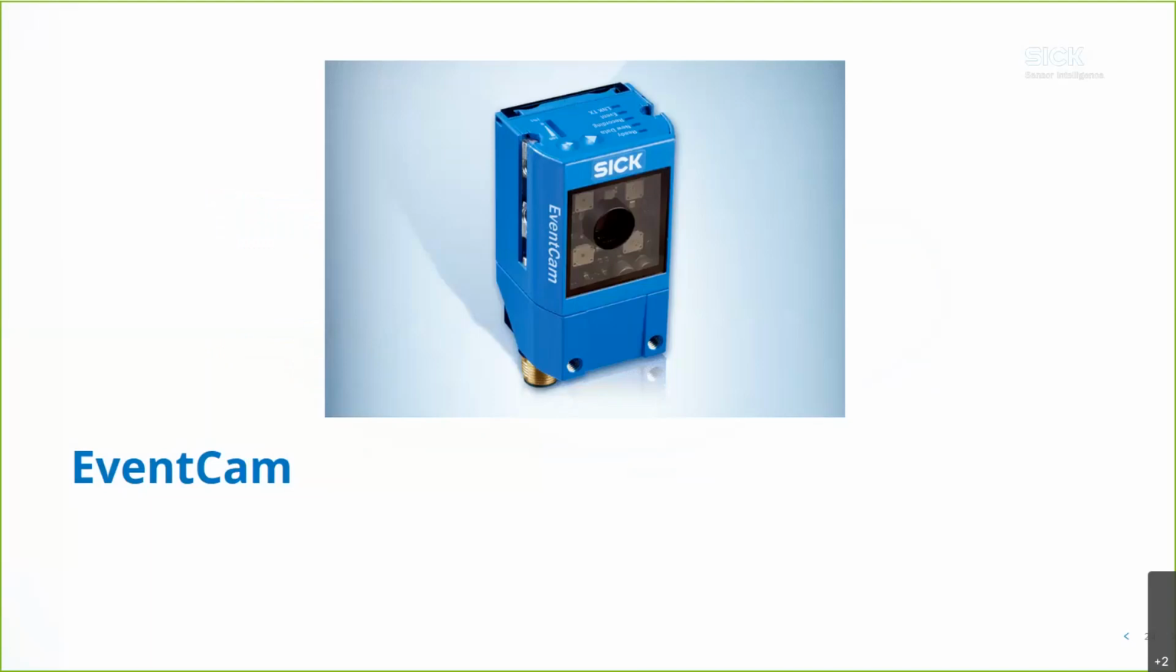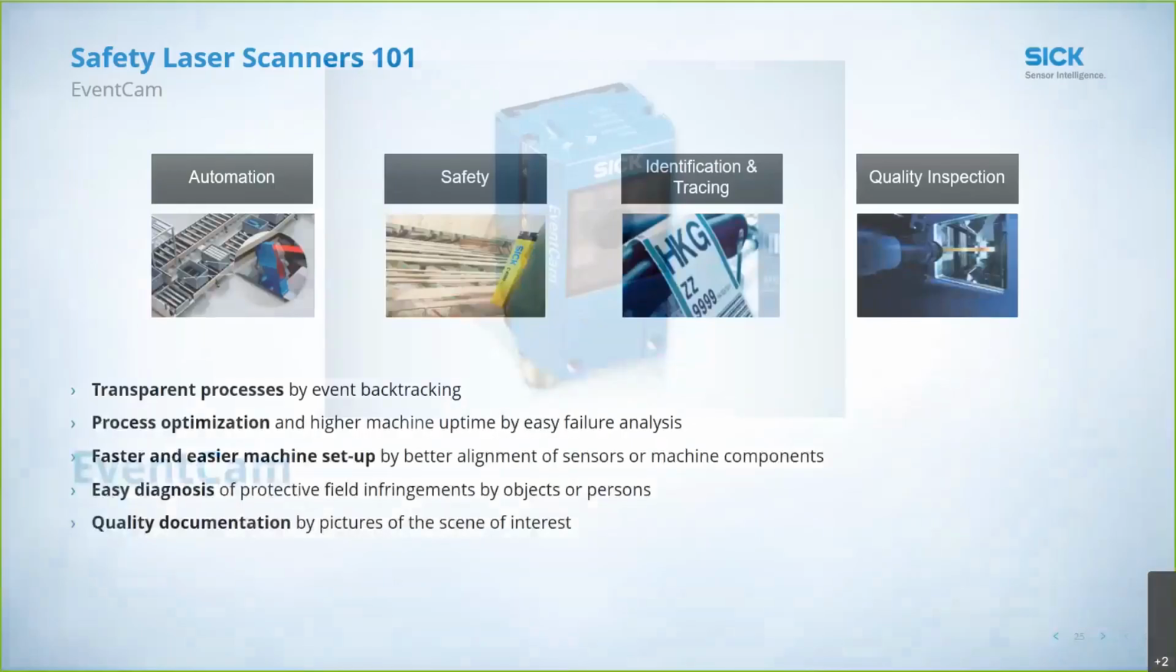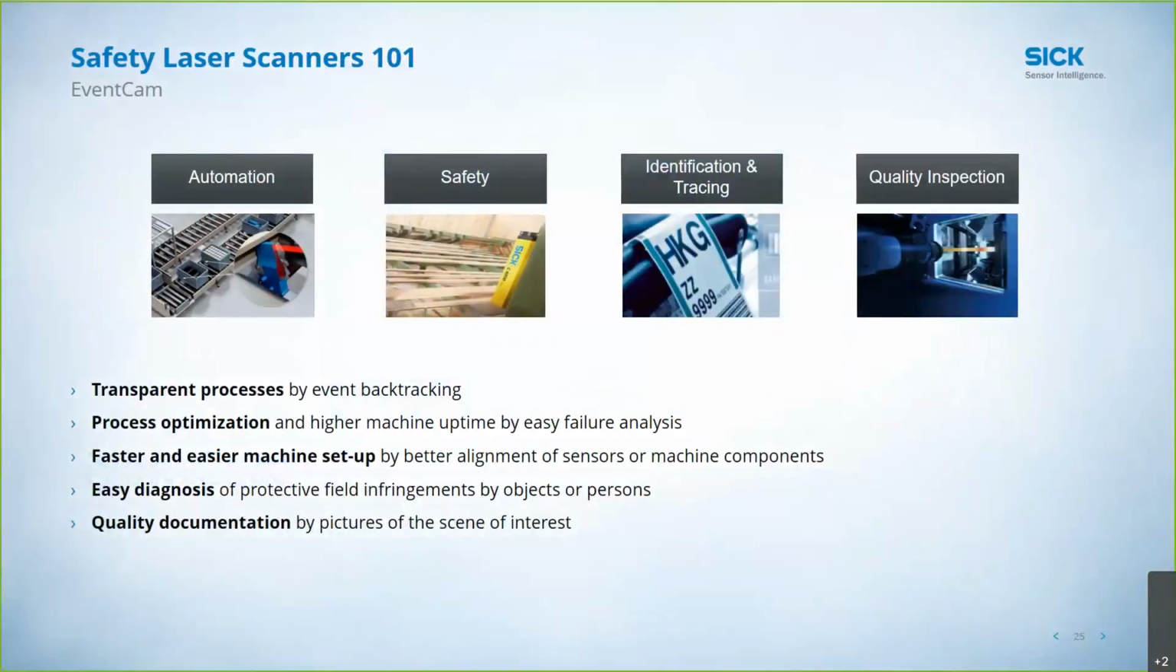And then the last thing I want to talk to you about is the event cam. This is an industrial camera that SICK sells that we came out with either last year or the year before. It can be used for a bevy of things, so this is not a one-trick pony. There's a lot that can be done with this event cam, and that's something I want to make clear during this presentation. This can be used for automation, safety, identification and tracing, as well as quality.